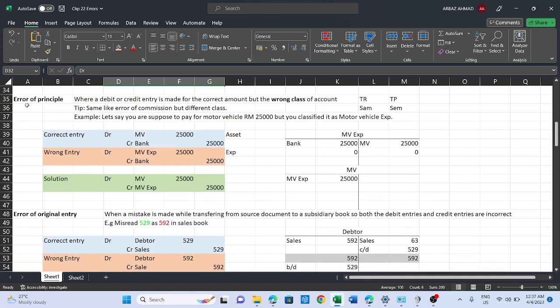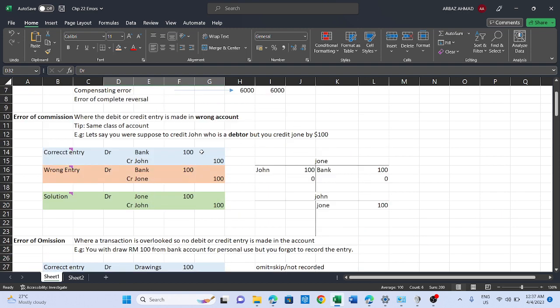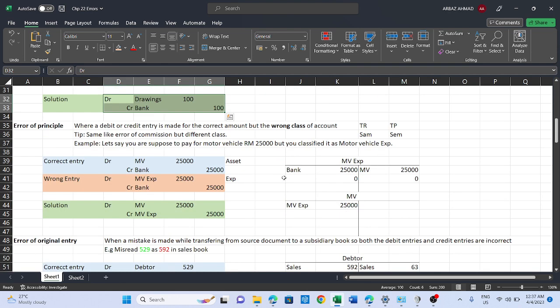Then we have error of principle, where the debit or credit entry is made for the correct amount but in the wrong class of account. So wrong class of account means that in error of commission the account was wrong, but the person has to be an asset. In that case, both were assets, both were trade receivables. But in error of principle, the asset becomes an expense, or expense becomes an asset, or income becomes a liability, or liability becomes an income. So the tip is the same as error of commission, but a different class.